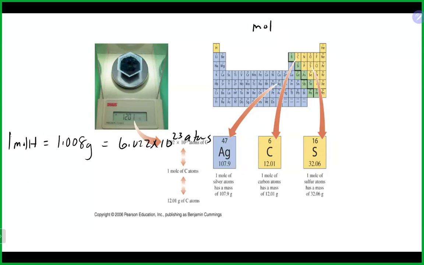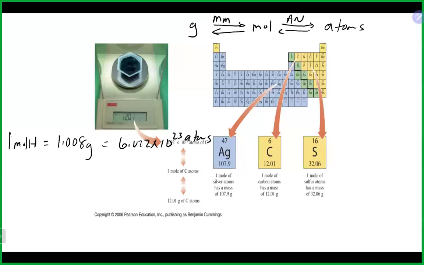The relationship here ties all the way across. If you have to go from moles to atoms or backwards, that is where you should use Avogadro's number. If you have to go from moles to grams or grams to moles, that is where you should use the molar mass. Those are the conversion factors to go all the way across. If you say I have 1 mole of hydrogen, you're saying there's 1.008 grams of it in that 1 mole, or 6.022 times 10 to the 23 atoms of hydrogen.